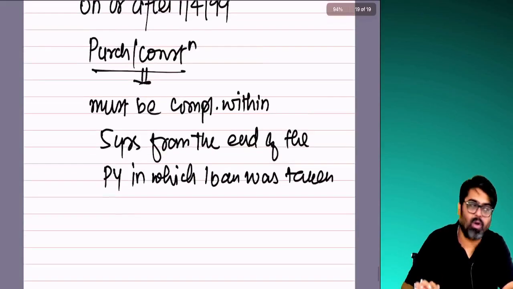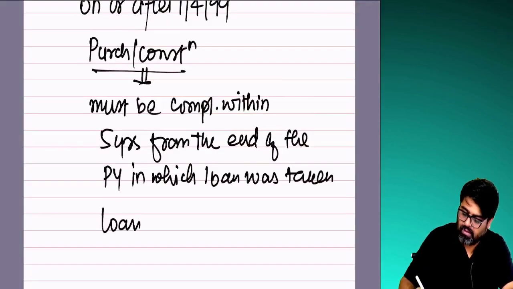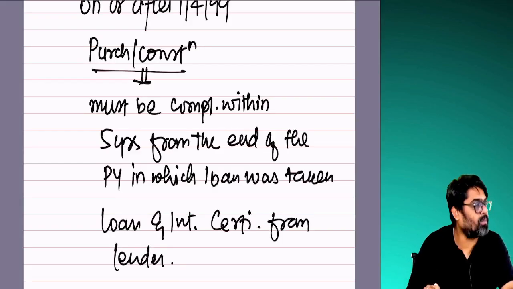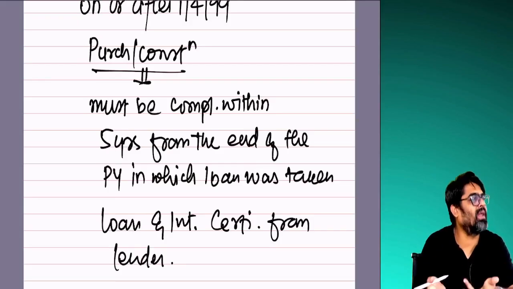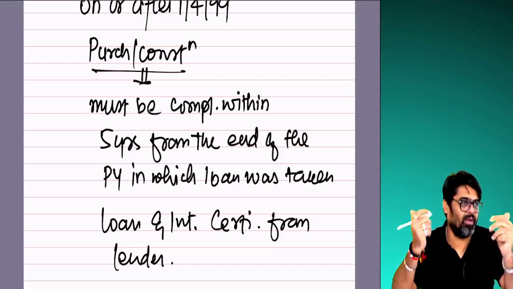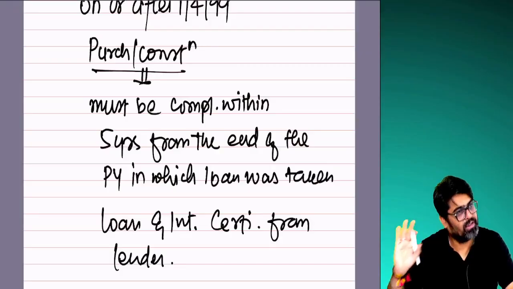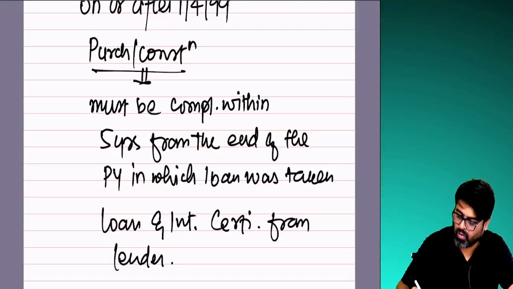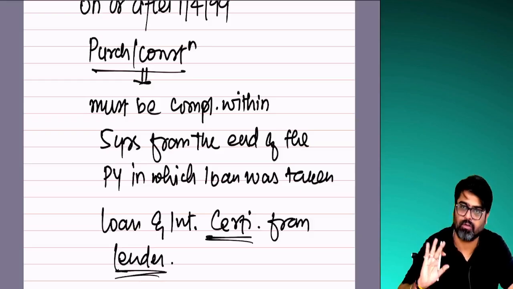And there is one more condition, but that goes without saying, that the loan and interest certificate from the lender has to be obtained. Because without that, they are not going to know whether the loan is genuine or not, whether the interest is genuine or not. So this comes in every case. That goes without saying.